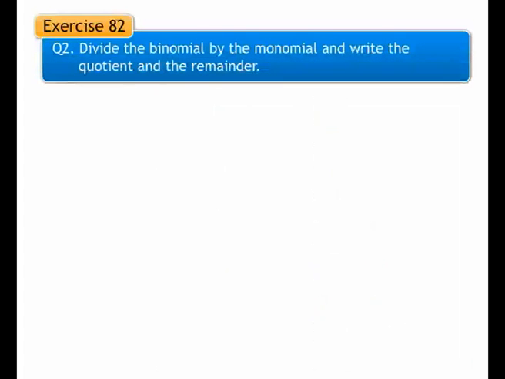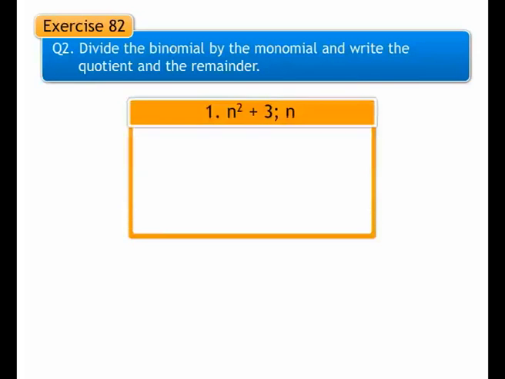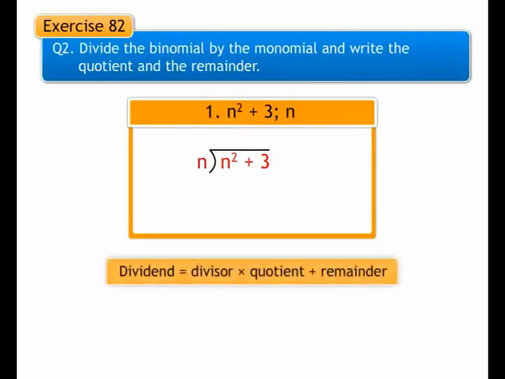Now let us solve exercise 8.2, question 2. Divide the binomial by the monomial and write the quotient and the remainder. 1. n square plus 3 by n. This means to divide n square plus 3 by n. Here the dividend is a binomial, that is, n square plus 3, and the divisor is a monomial, that is, n. As dividend is equal to divisor into quotient plus remainder, therefore n, which is the divisor, when multiplied by some polynomial, that means the quotient, should be equal to n square plus 3, which is the dividend.